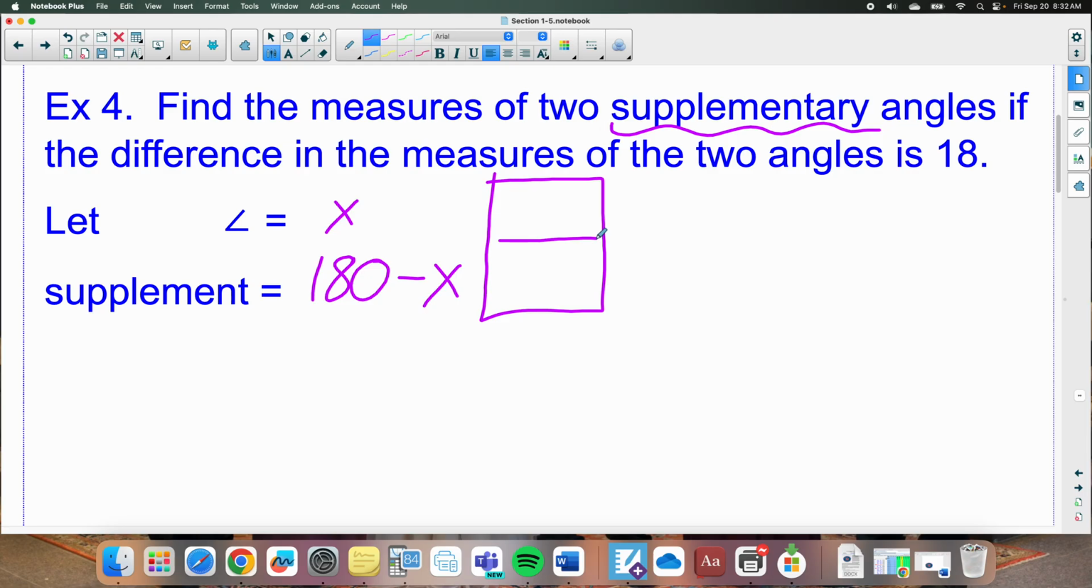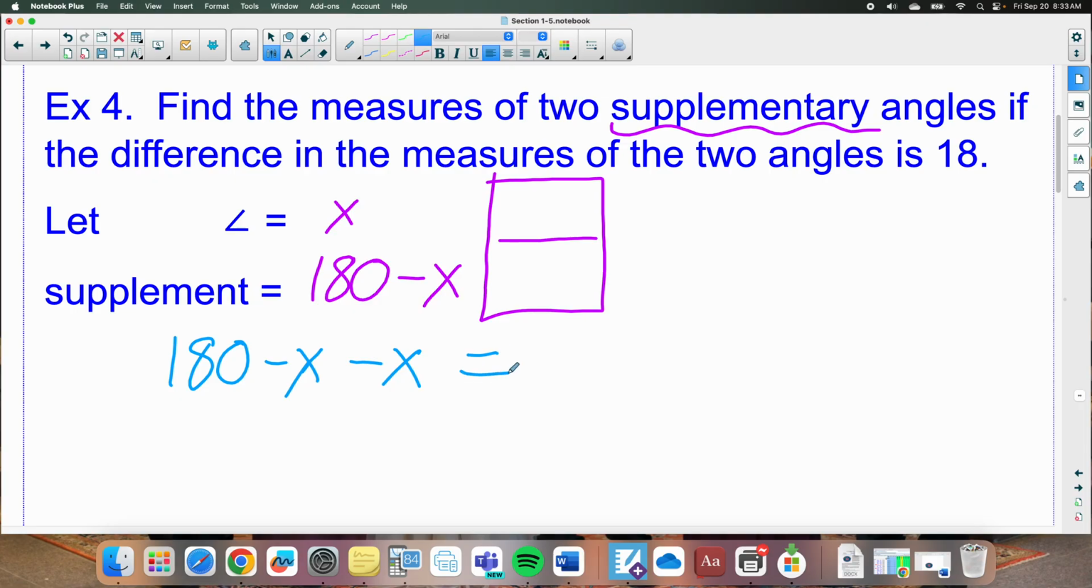So what I'm gonna do, I always call this one the uglier of the two. It's harder to work with. So when I go to subtract, I'm gonna put the uglier one first, the 180 minus X, and then I'm gonna subtract the other X, okay? And then it says the difference in the measures of the two angles is, what does is mean?